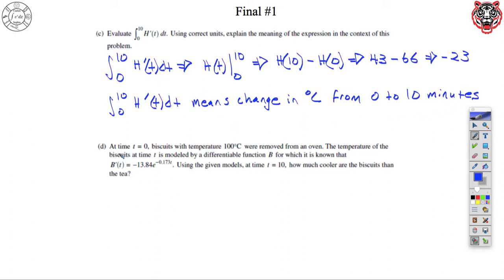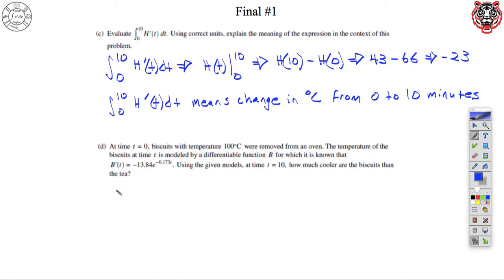Perfect. All right, and to part D, at time t equals 0, all this stuff happens. The temperature of the biscuits is going to be this thing. Okay, I'm already noticing that this function b prime of t has this negative in it, which means we don't have to worry about any subtraction. It already accounts for the fact that it's going down. And we need to figure out how much cooler. Okay, so this is a tricky question. Not only do we need to figure out what the new temperature is, but then we need to figure out how much cooler they are than the t. All right, so there's quite a few moving parts here.